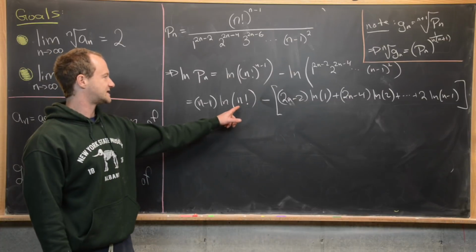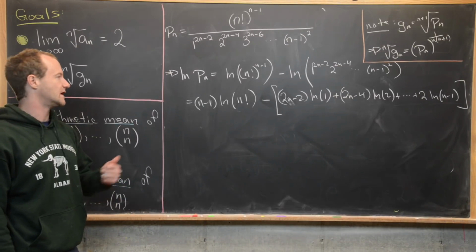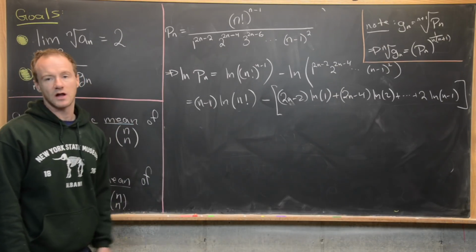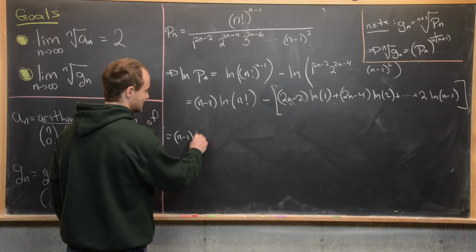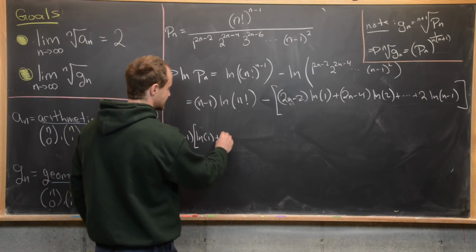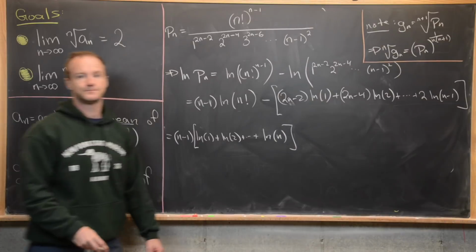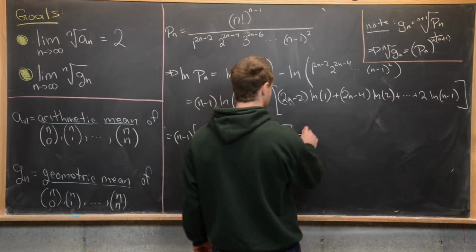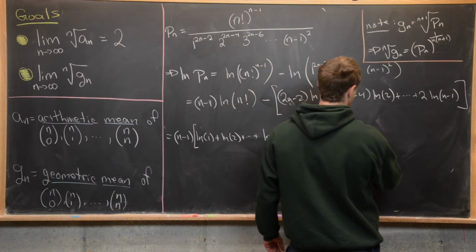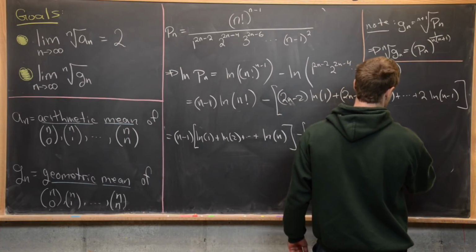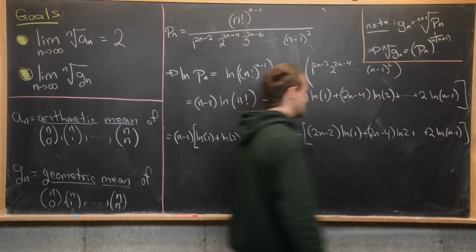Now next what I want to do is similarly break up this n factorial. So we know n factorial is n times n minus 1 and so on and so forth. So we can use the natural log to break that up into a sum. So that's going to give us n minus 1 times the natural log of 1 plus the natural log of 2 all the way up to the natural log of n, like that. Great, and now we have to subtract all of this off. So we're subtracting off 2n minus 2 times the natural log of 1 plus 2n minus 4 times the natural log of 2 all the way up to 2 times the natural log of n minus 1.